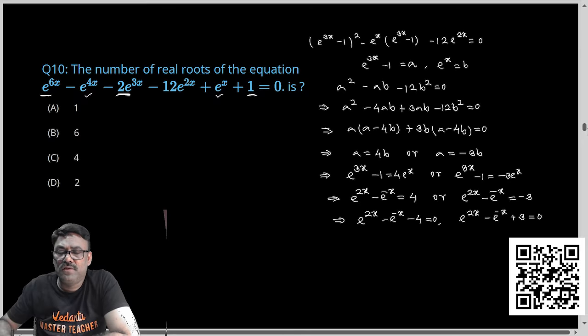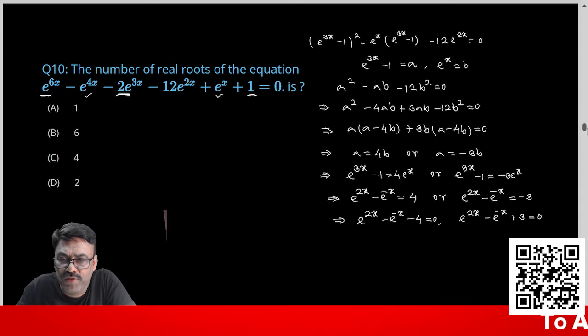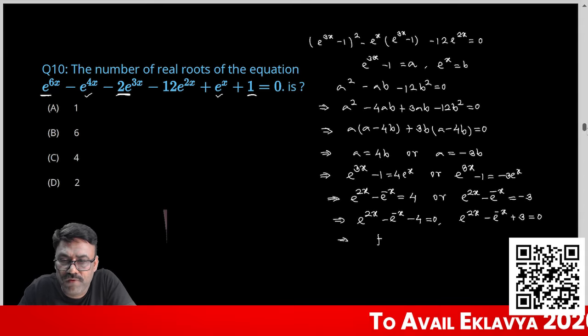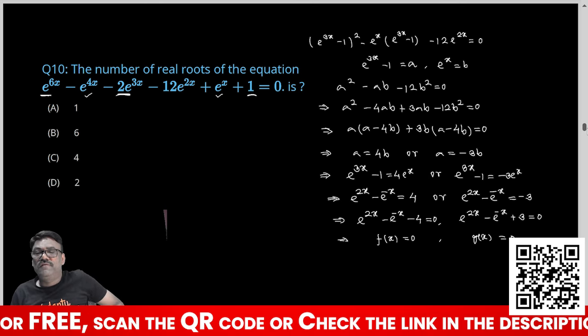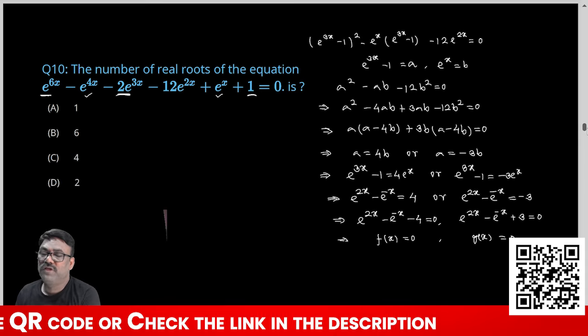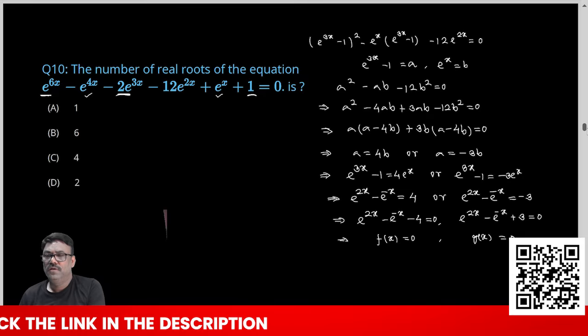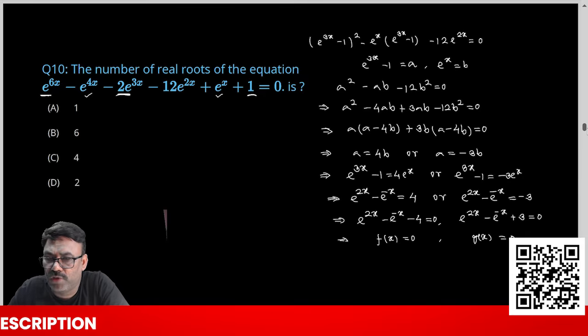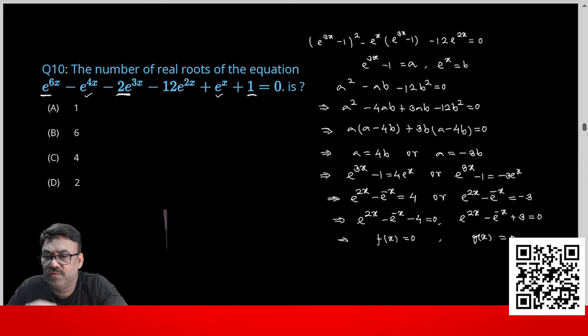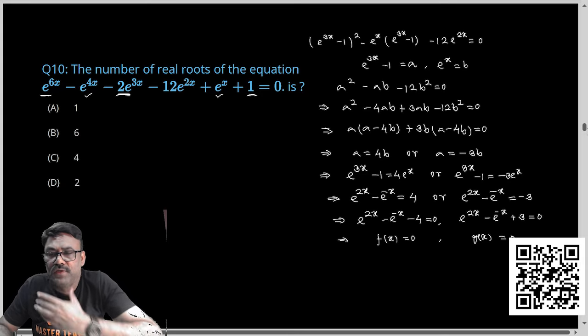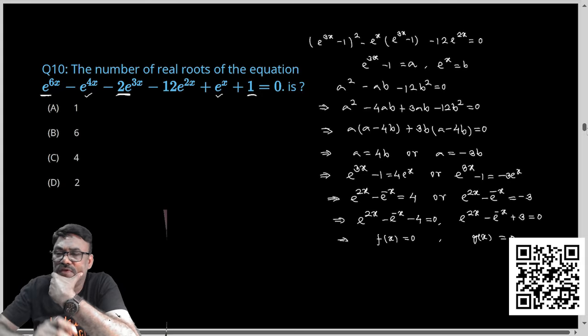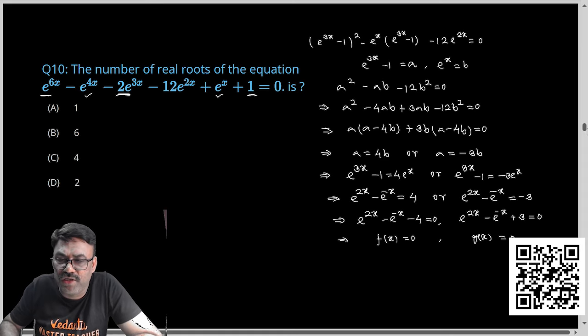So now you can see that both these functions, let me write the first one as f(x) equal to 0 and the second one as g(x) equal to 0. You can easily check that both these functions are increasing functions, as the derivative of both is positive. If x goes to minus infinity, in fact both will increase from minus infinity to plus infinity. So both are actually increasing functions.